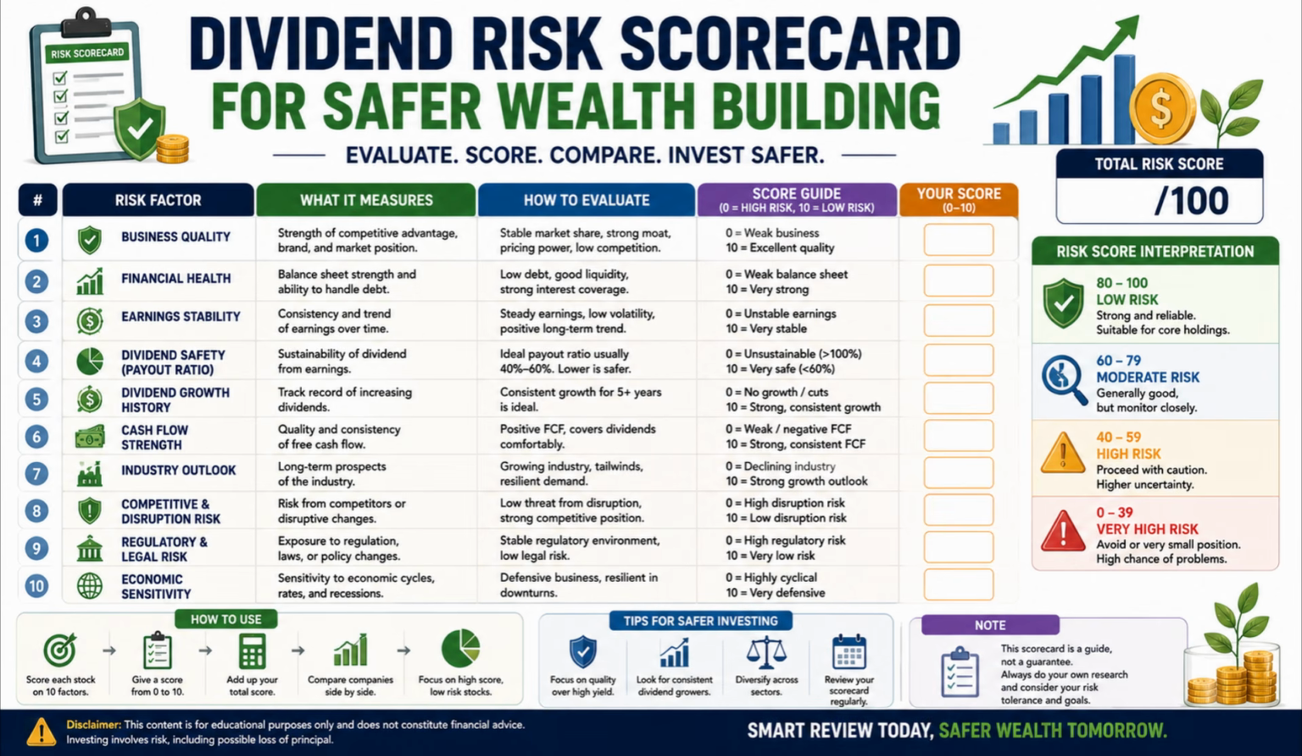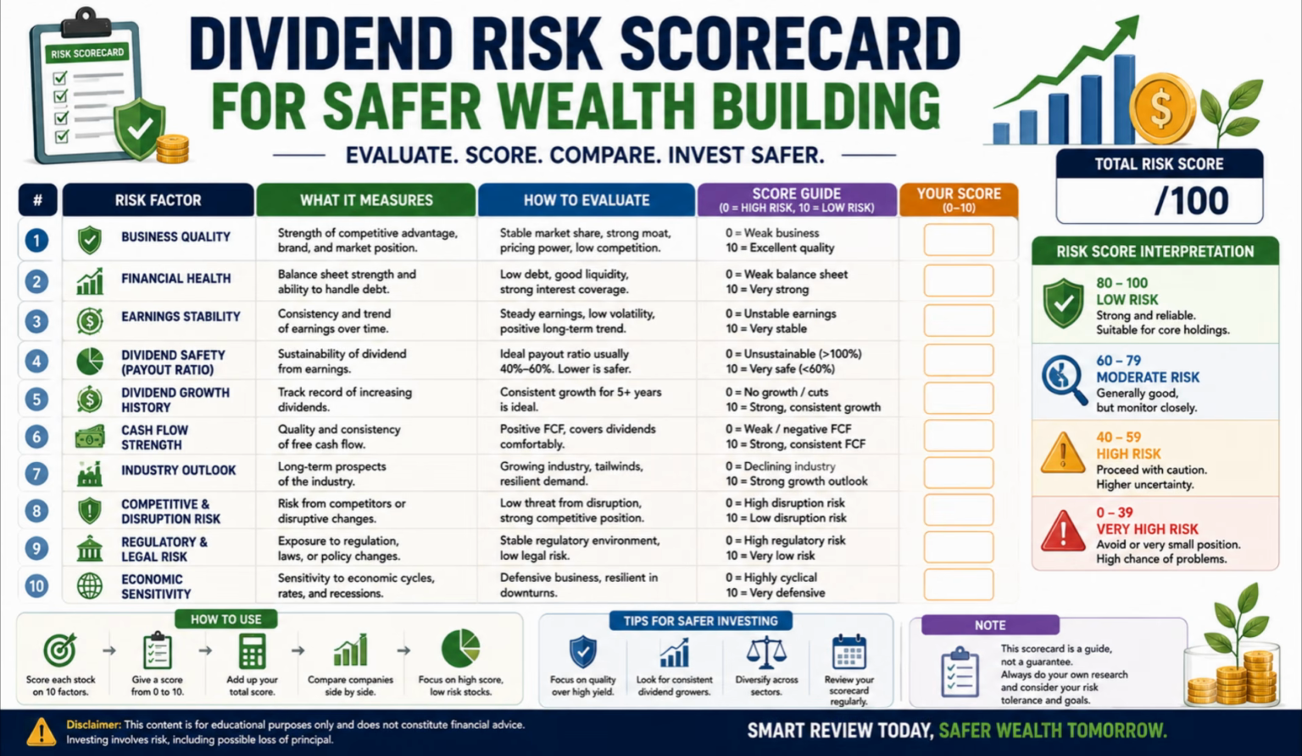Once all 10 factors have been reviewed, give each category a score from 0 to 10. A score of 0 represents very high risk, while a score of 10 represents very low risk and stronger overall quality. Add all 10 scores together to calculate a total risk score out of 100.